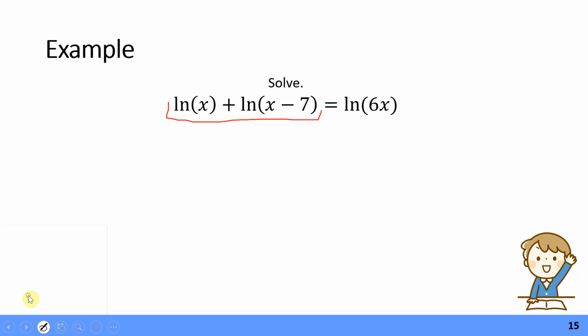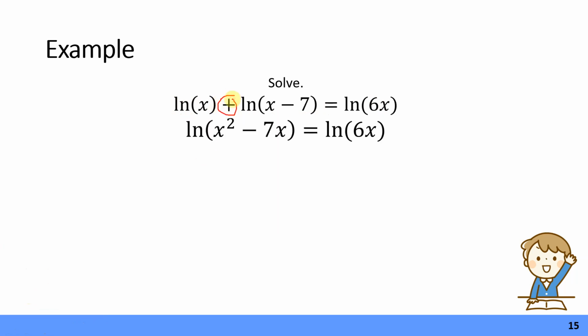Again, we already know since this is an addition problem, I'm going to squish them together by multiplication. So I'm going to put just one ln now, and I'm going to multiply this. So x times x is x squared, and then x times negative 7 is negative 7x. On this side, I just have 6x, so that just comes down like that. Now that I have the same log on both sides, in this case ln, I could magically just drop them, forget that they exist, and I'm just left with x squared minus 7x equals 6x.